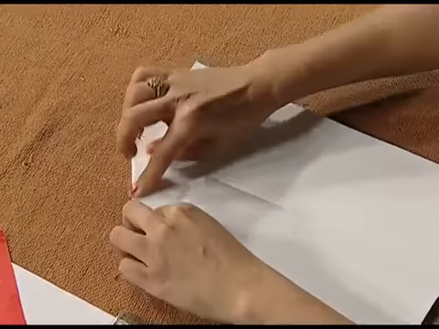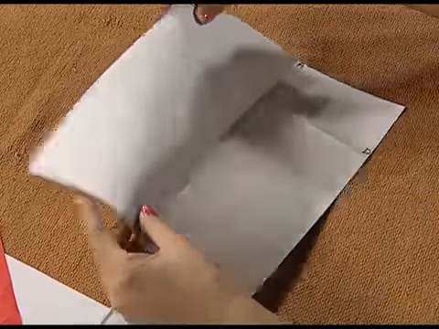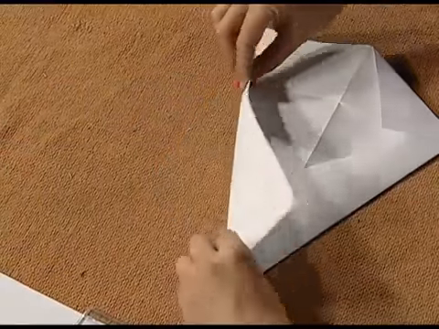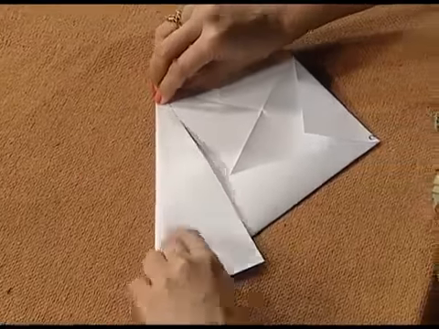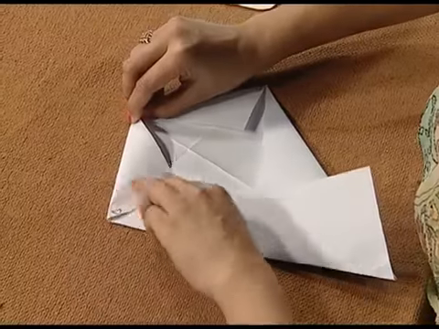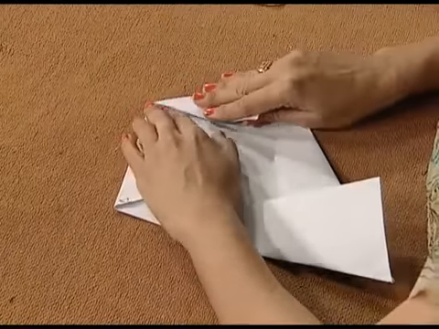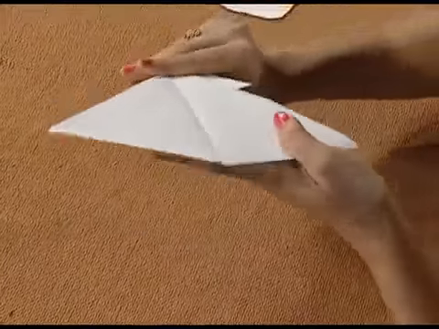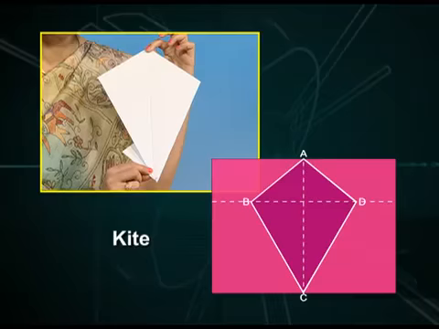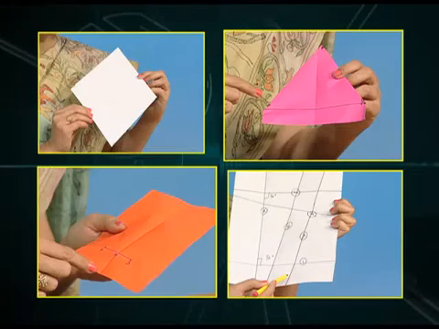Now you make a crease joining points A and B, make another crease joining points B and C, then make the third crease joining points C and D and make the last crease joining points A and D. Observe this shape. This is a kite. Dear students, you have learned to make and explore geometrical figures using paper folding.